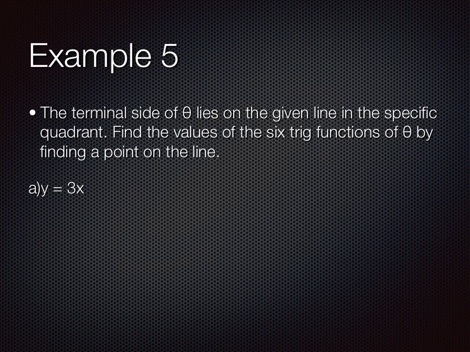All right, example 5 says the terminal side of theta lies on the given line with the specific quadrant. Find the values of the 6 trig functions of theta by finding a point on the line. So this is actually a line, right? Y equals 3x is in y equals mx plus b format. I'm going to pull in graphs so that we could be accurate.